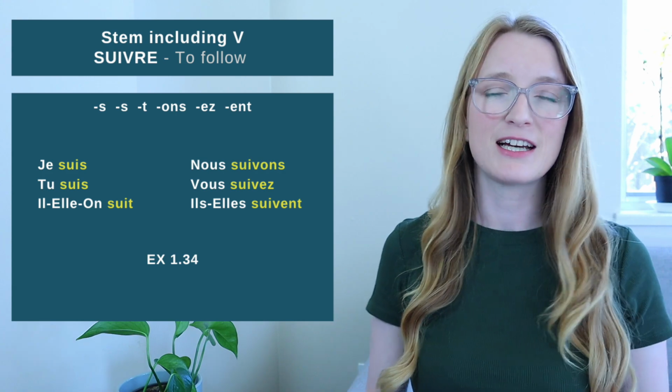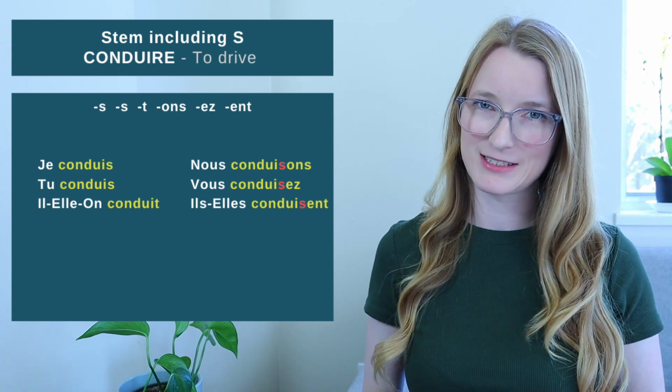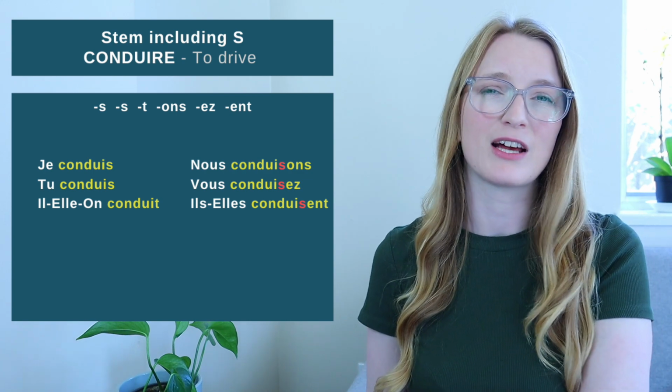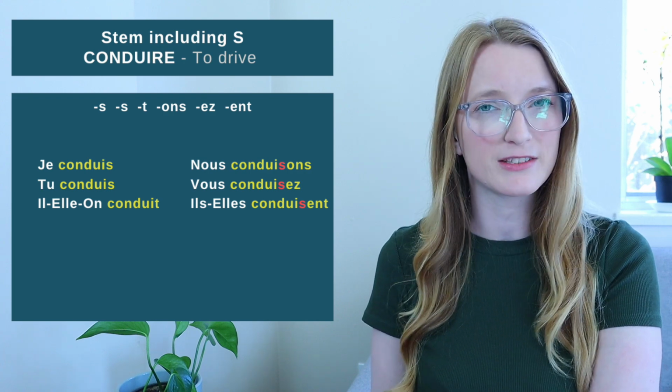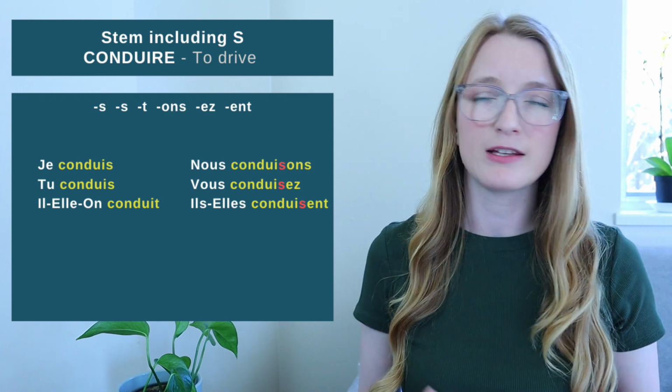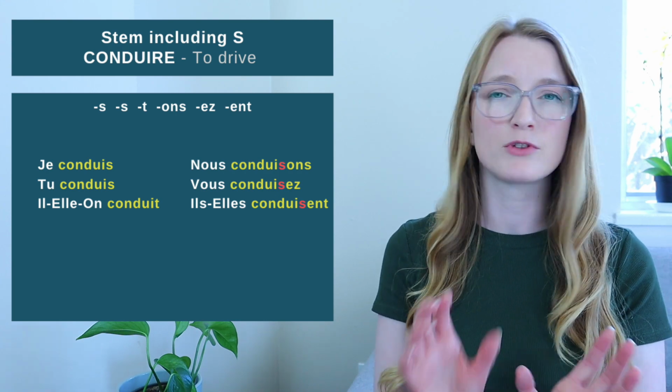Now you can do the exercise 1.34, when the stem includes S. We are going to see two verbs for that, conduire and lire. Conduire, to drive, lire, to read. This one is also fairly easy, just like suivre. We are going to keep condu, so we remove the R-E.